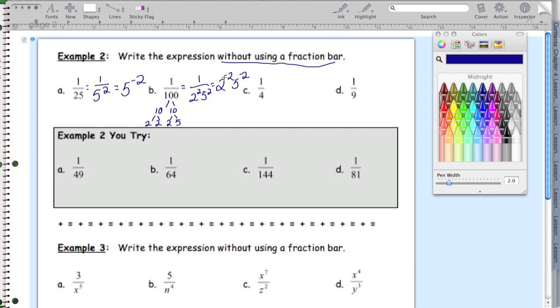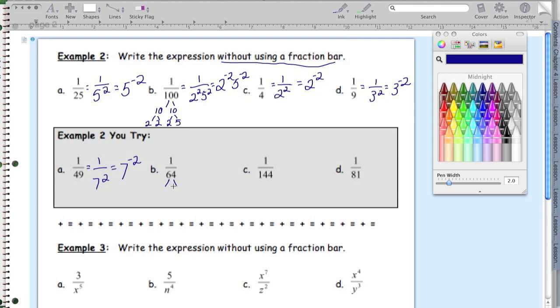Okay? 1 over 4 is 1 over 2 squared. The way to bring this 2 squared up is to write it as 2 to the negative second. 1 over 9 is 1 over 3 squared. So the way to bring that up is to write it as 3 to the negative second. Letter A, 1 over 49 is 1 over 7 squared. So the way to bring that up is to write 7 to the negative second.